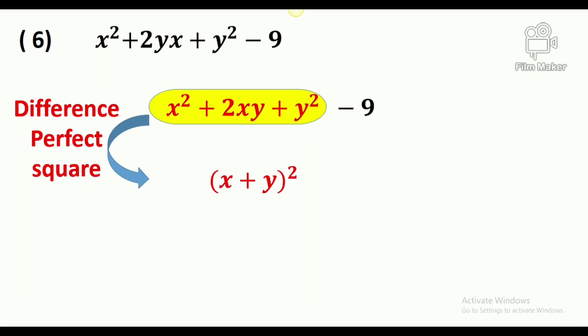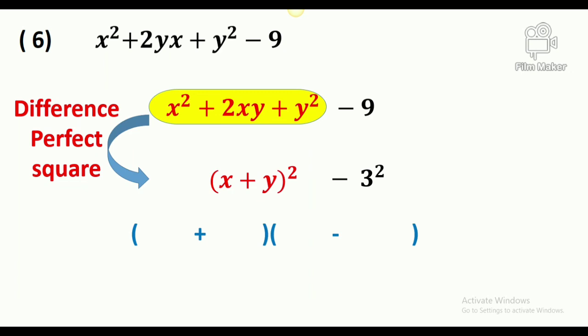And here 9 means 3 power 2. It's a difference between perfect squares. So open two brackets, positive and negative. Write the first in the two brackets, then write the second in the two brackets. We finish our exercise. We also finished our lesson today.